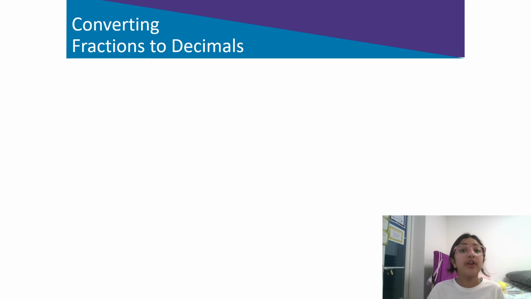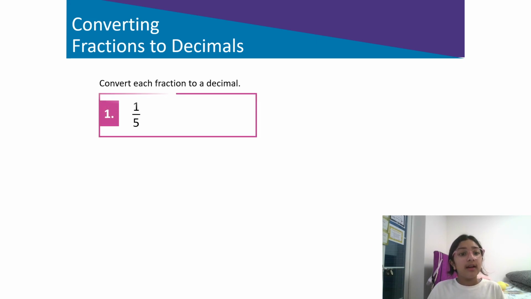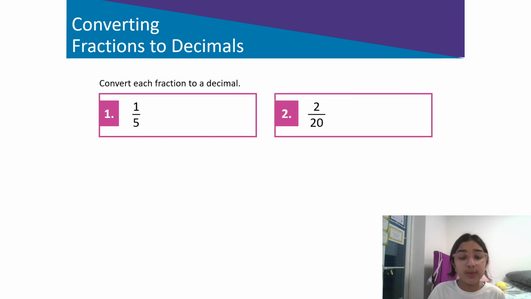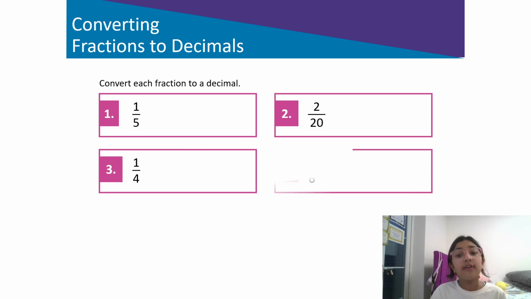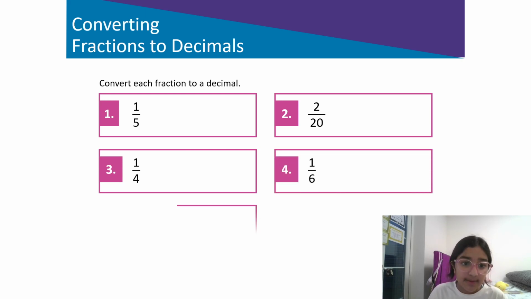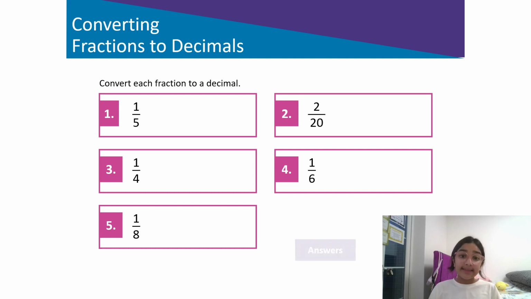Now let's have a go with the trivia. Convert each fraction to a decimal. 1: 1/5. 2: 2/20. 3: 1/4. 4: 1/6. 5: 1/8. So, you can pause while you're at it.